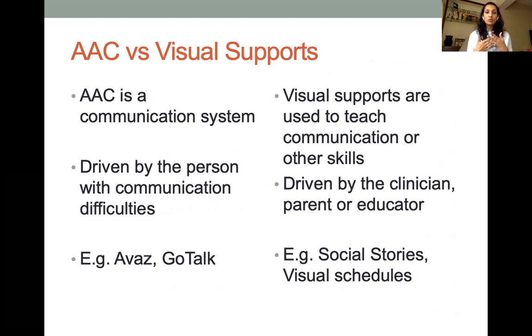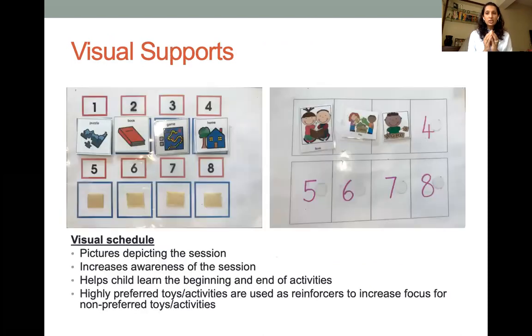I wanted to point out the difference between AAC and visual support. I feel these terms are used a lot interchangeably, but they are two different terms, right? AAC is a communication system, but visual supports are something that you use to teach communication, okay? AAC is driven by the person with communication difficulties. Visual support is driven by the clinician or by the parent. Examples of AAC systems are Avaz and CoTalk, and examples of visual supports are social stories and visual schedules. So I'll quickly go over some visual supports.